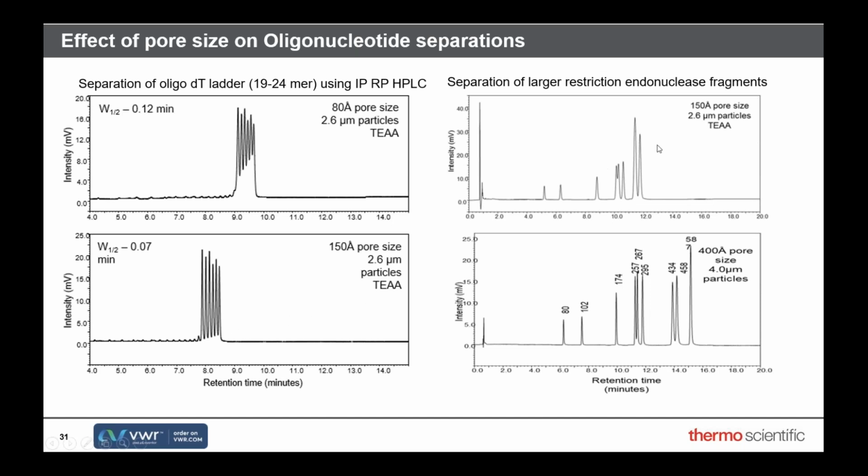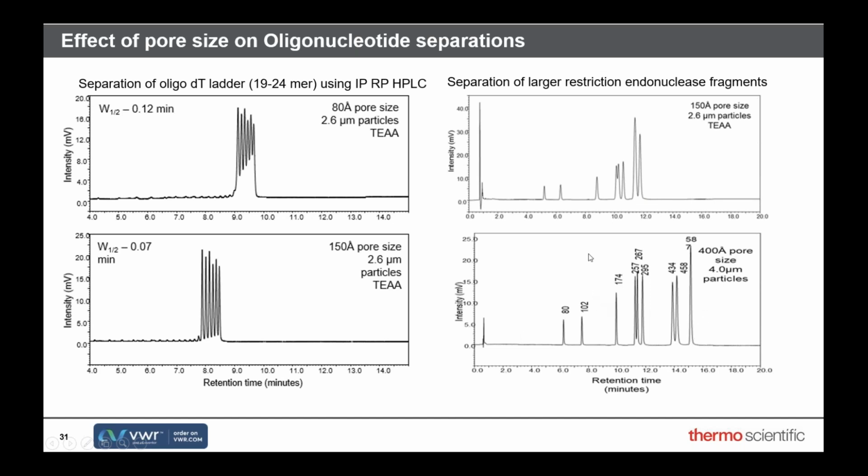And now, when you go to an even bigger molecule, we're now looking at restriction endonuclease fragments. And look at the 150 pore size one here. It's not good enough anymore. You need to go to a 400 at least to get that separation you need now.